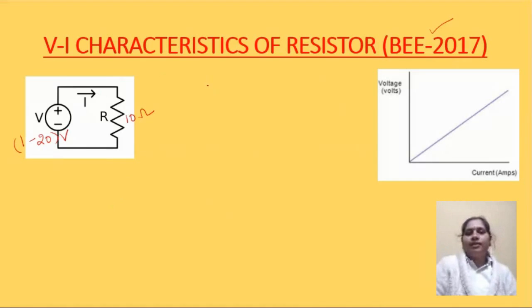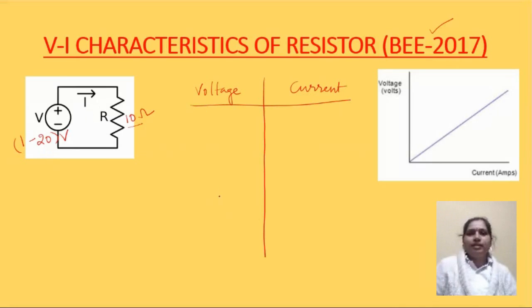Let us calculate the current with the variation of voltages. I am going to draw a table between voltage and current, keeping the resistance value constant, so that we can get the VI characteristics of a resistor. So here voltage and current are formed into a table. So let us see.